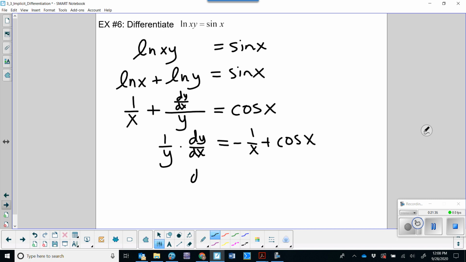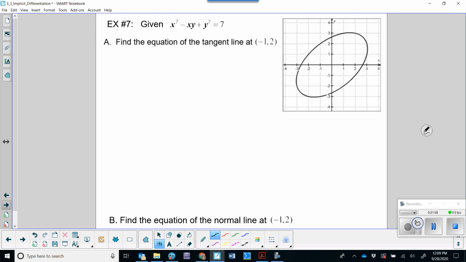Then I need to solve for dy dx, so just make it dy dx equals, and then just do y times negative 1 over x plus cosine x. Don't waste your time distributing the y and doing stuff like that, because again, you can match that if you see an answer that's written that way. So make it easier. It's just y times both sides, so y times that whole thing.